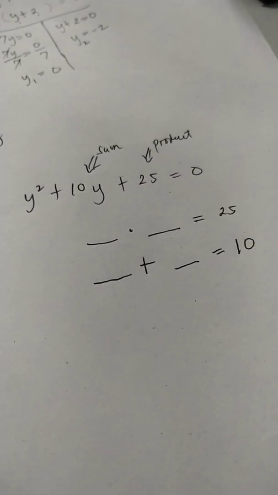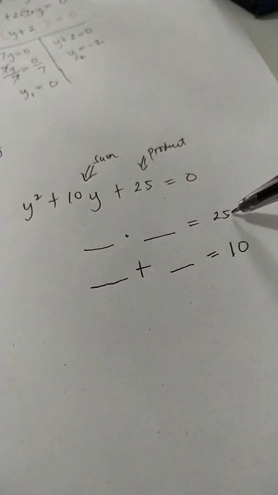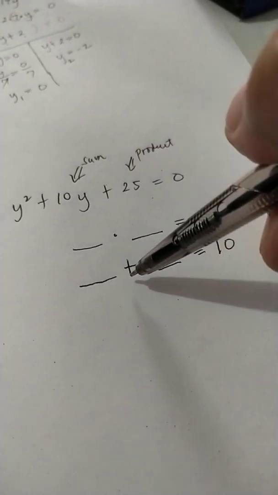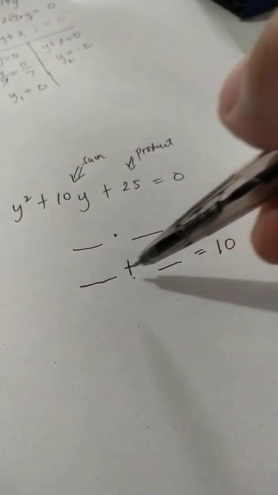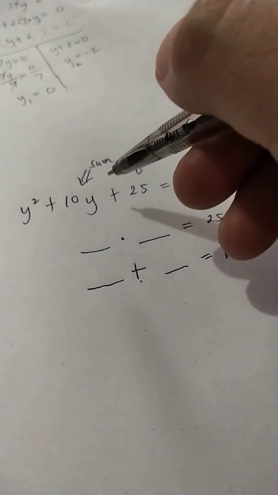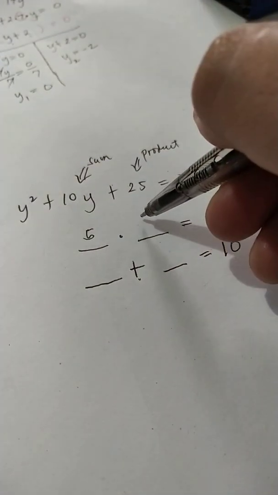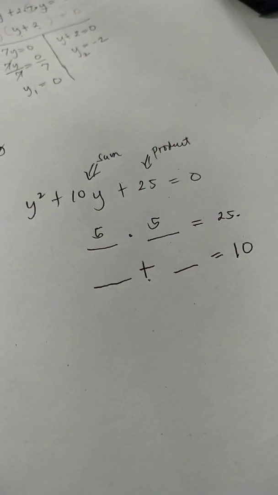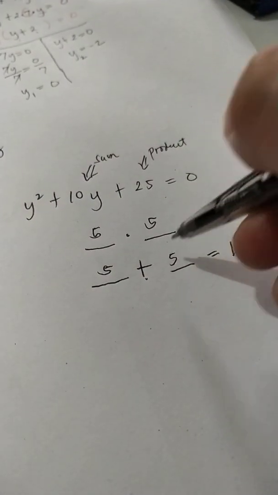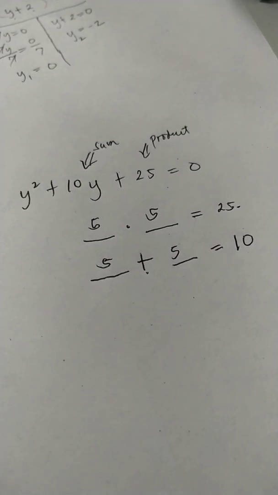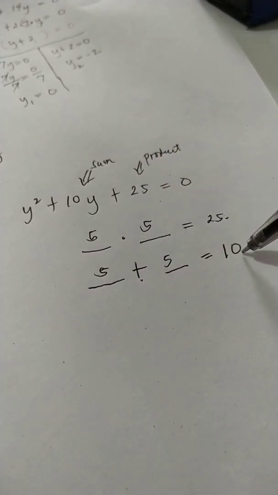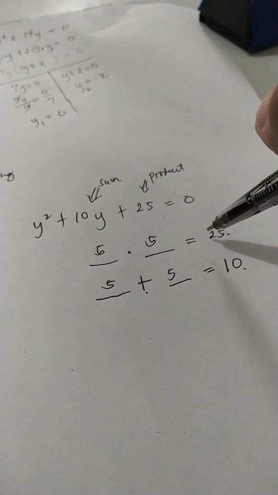Again, what are the two numbers that when we multiply, the result is positive 25? I got it from here. And then when we add or when we get the sum, the answer is 10. So what are those numbers? Is it not 5 times 5? That is positive 25. 5 plus 5 is positive 10. Actually, those are the numbers we are looking for, 25 and 10, as factors of 25 and as sum of 10.